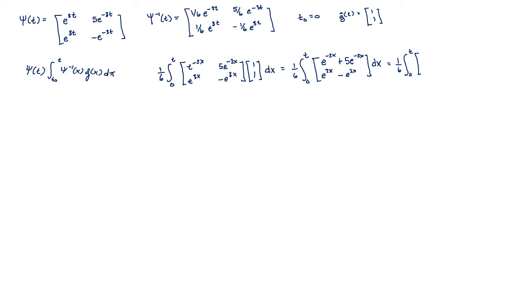e to the minus 3x plus 5e to the minus 3x is 6 times e to the minus 3x power. And e to the 3x power subtract e to the 3x power is 0. So now I've got a much simpler item to deal with. So the 1/6 is going to come along for the ride, and now I'm going to integrate my matrix.